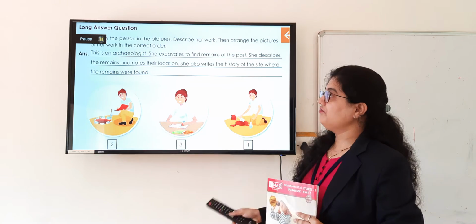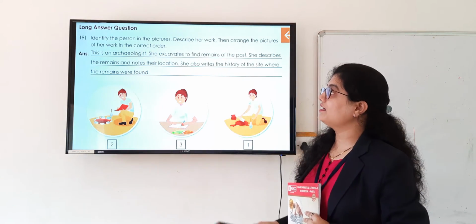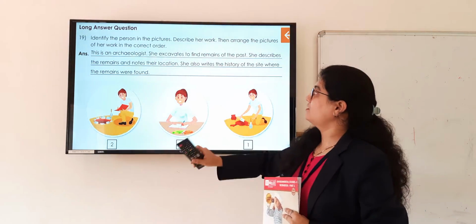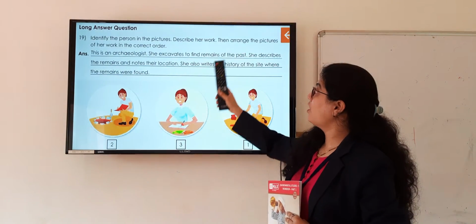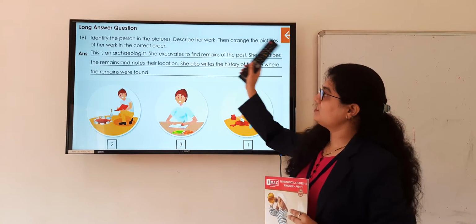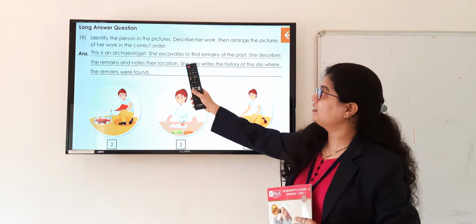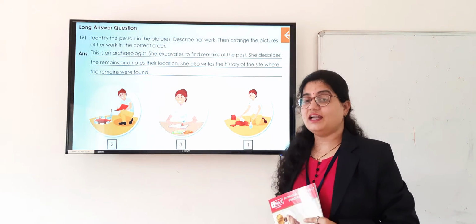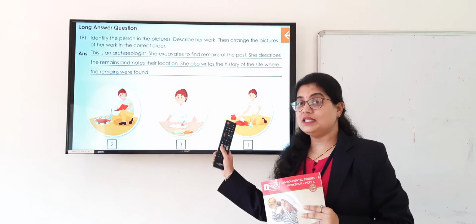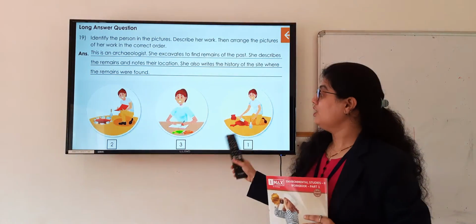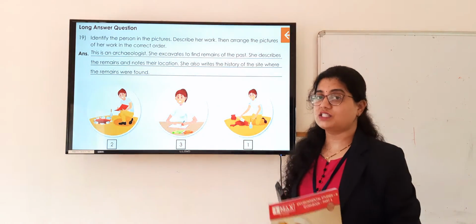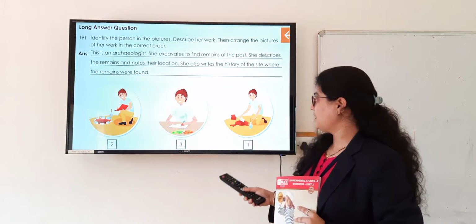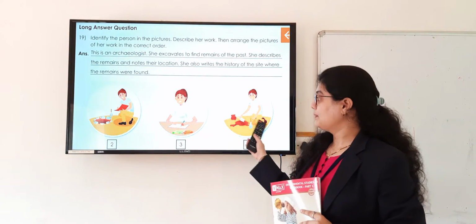Here you have a long answer question. Question number 19: identify the person in the pictures and describe her work. Then arrange the pictures of her work in the correct order. Here one person is given and you have to tell who she is, and arrange the pictures according to the work she does. Now let us see the pictures. I hope you understood the pictures.